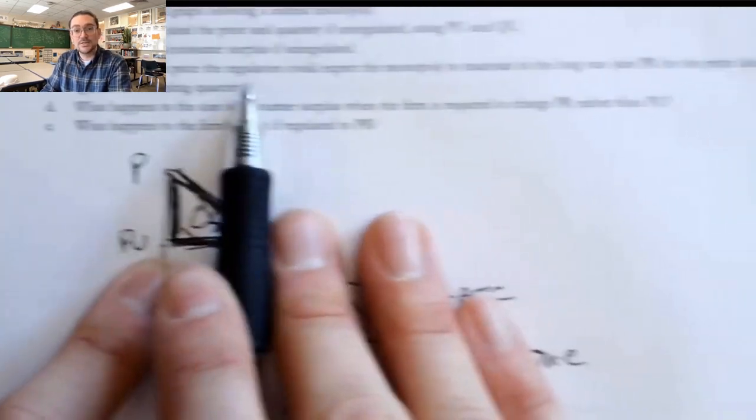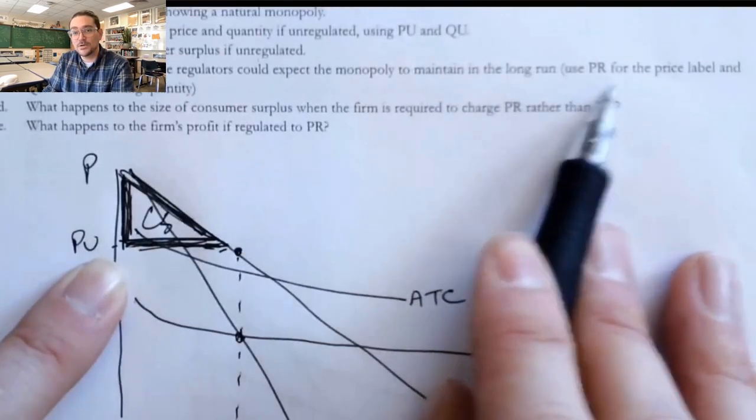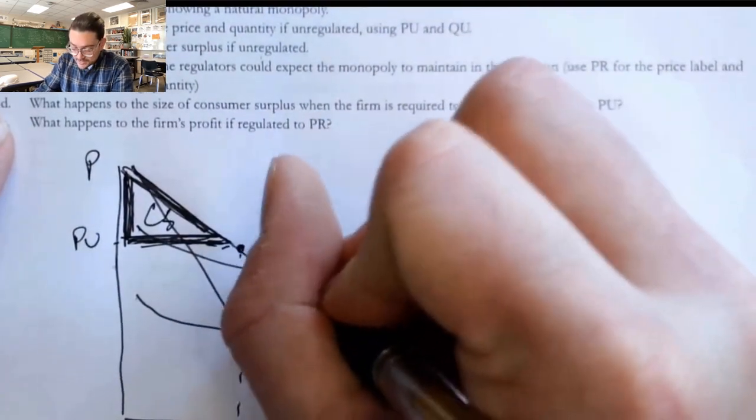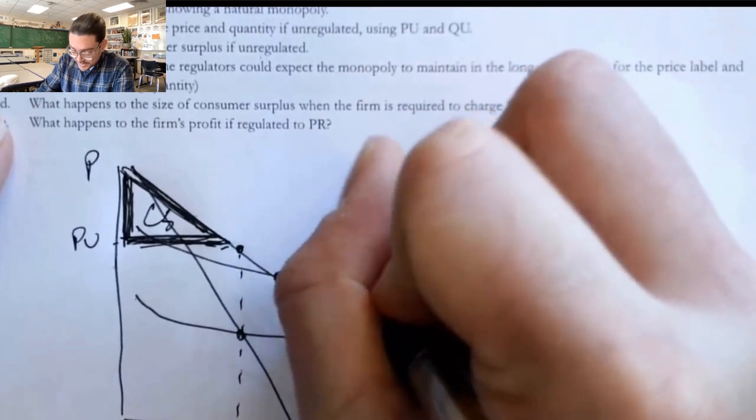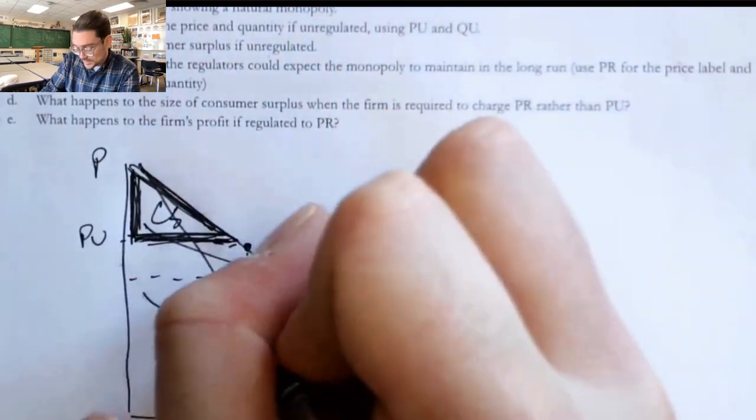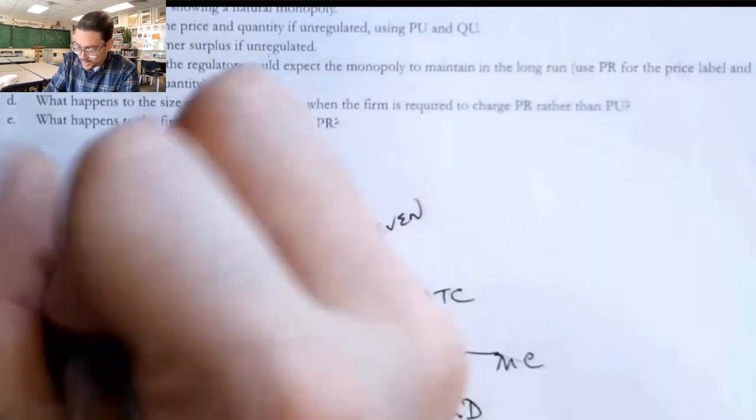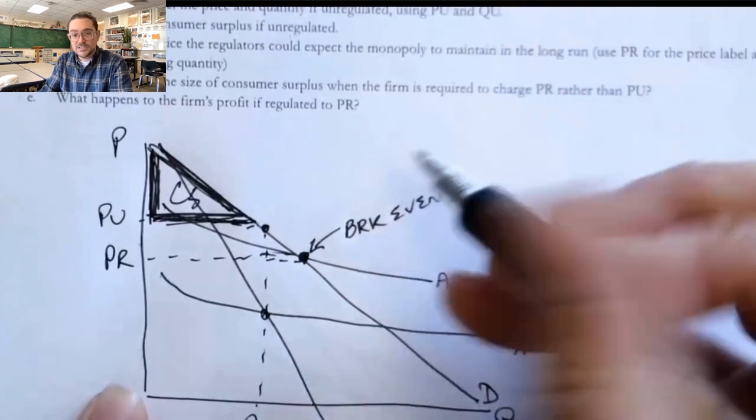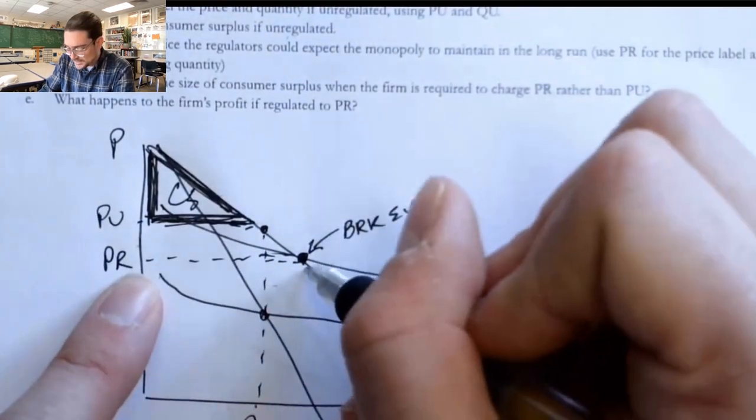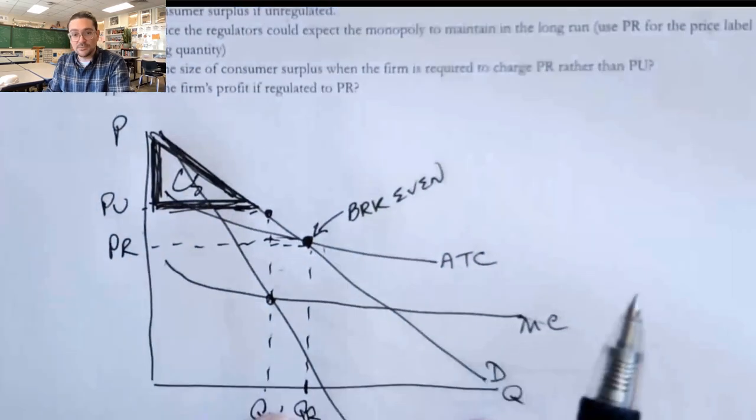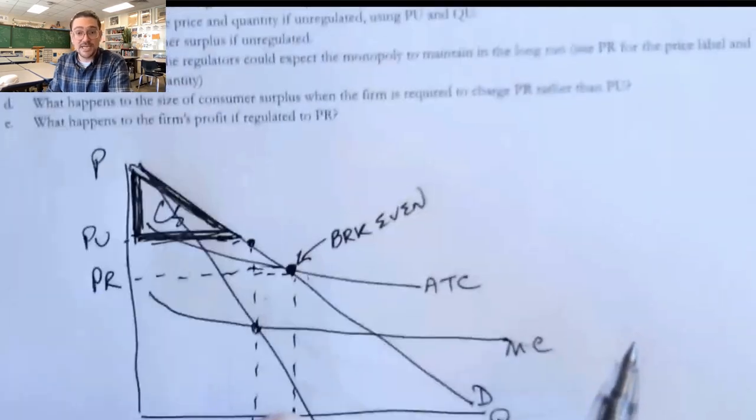Label the lowest price regulators could expect the monopoly to maintain in the long run and use PR and QR for that. Well, if we maintained it in the long run, that would be like the break-even point. Because any lower than this price, we'll label that PR, any lower than that price, the firm's losing money. So this is our break-even price that we could regulate them to. And then this is their break-even quantity that we can regulate them to that corresponds to where demand equals average total cost.